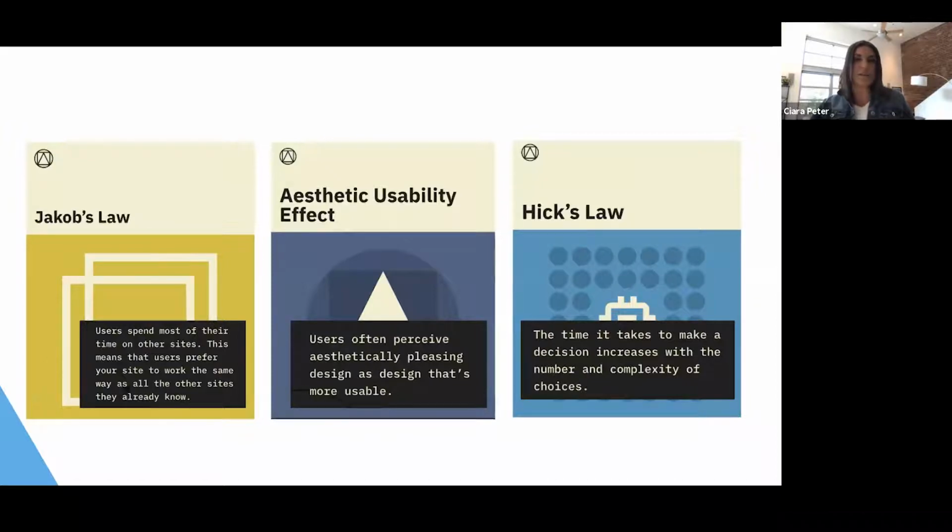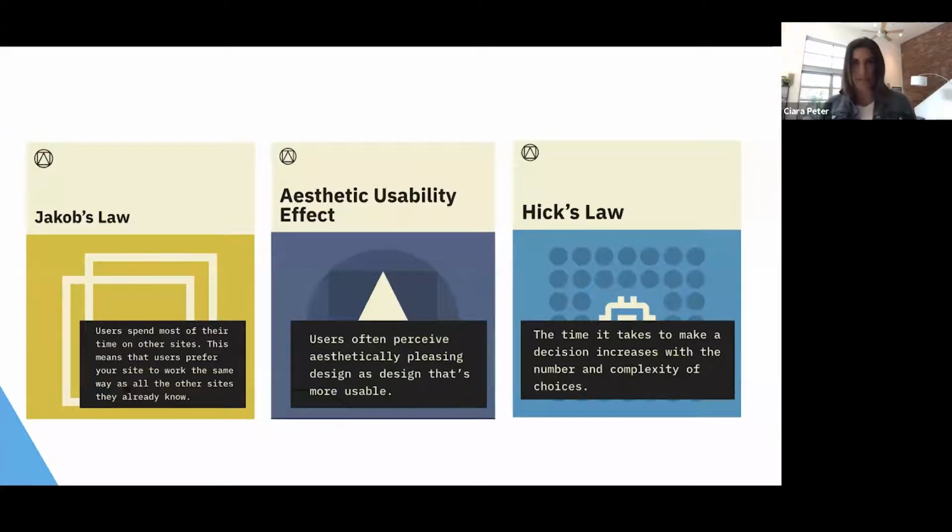What they want to do with enterprise software is do their job so that they can move on with the more exciting aspects of their job or with their life. They don't want to spend their time learning. So I would recommend leveraging what's already out there and what's been proven in terms of interaction patterns if you're building enterprise software. So the second one, which is great, is aesthetic usability effect.